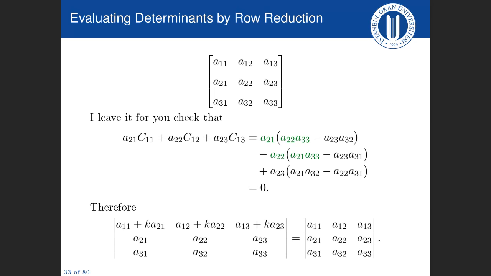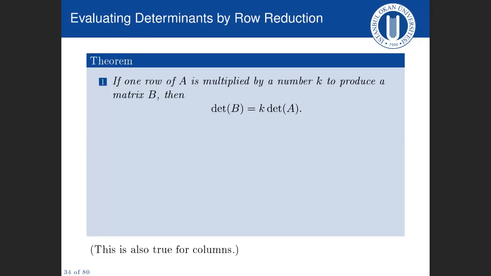So that means adding a multiple of one row of a matrix to another row does not change the determinant. I've done that for 3 by 3 matrices, but that's true for any square matrices. Let's write it as a theorem.